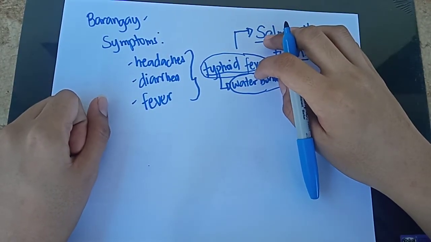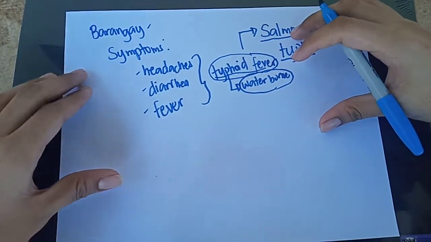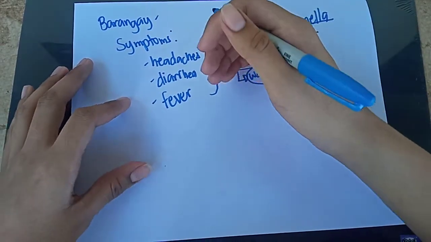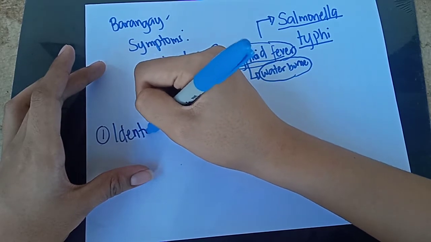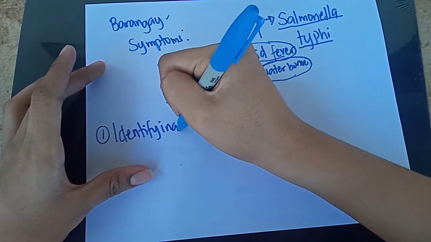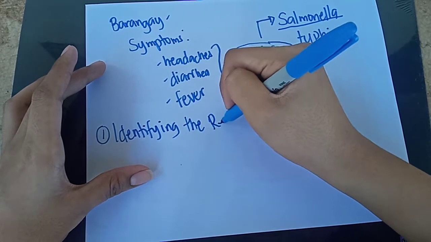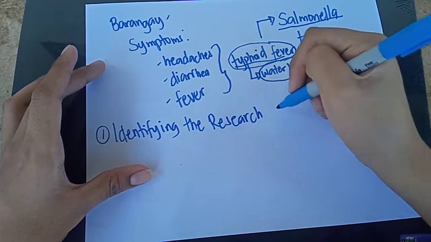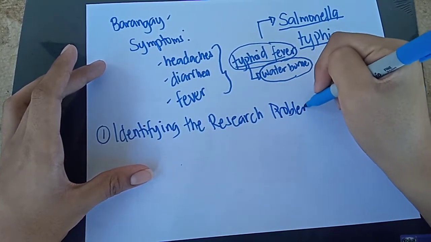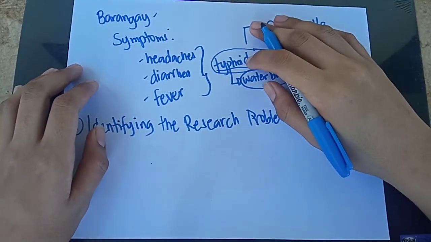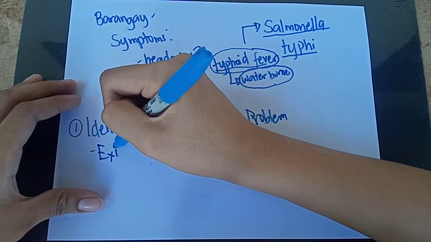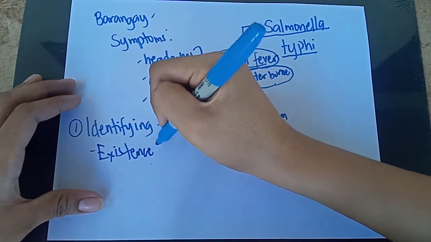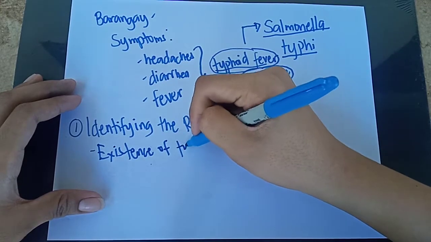So, using this problem, how can we apply the research process? What is the step number 1 in the research process? The step number 1 is identifying the research problem. In this case scenario, the research problem is the existence of typhoid fever.